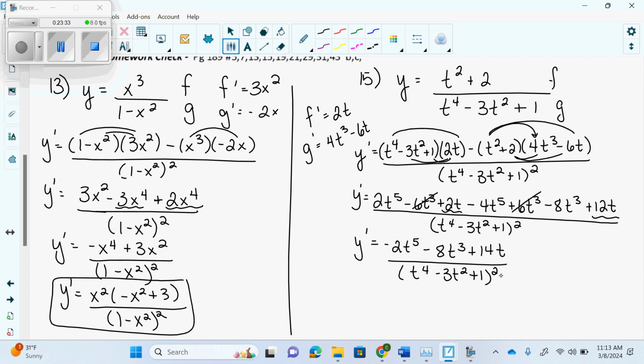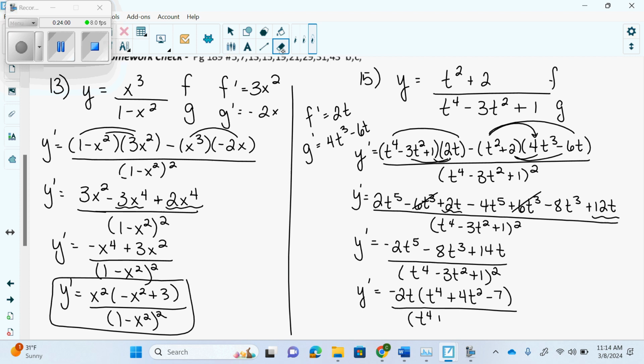Is there anything I can take out of the top? A t and a 2. I'm going to take a negative out because I don't like having a negative leading coefficient. If you took out just positives, that matters. I'm going to take out a negative 2t, and I'm going to be left with t to the 4 plus 4t squared minus 7 all over t to the 4 minus 3t squared plus 1, all squared.